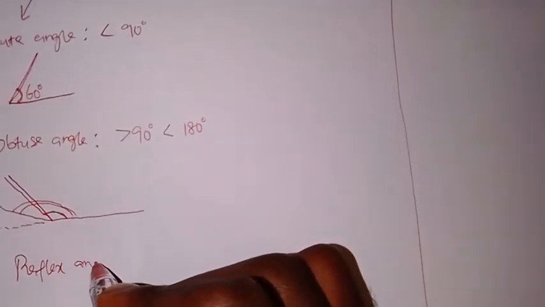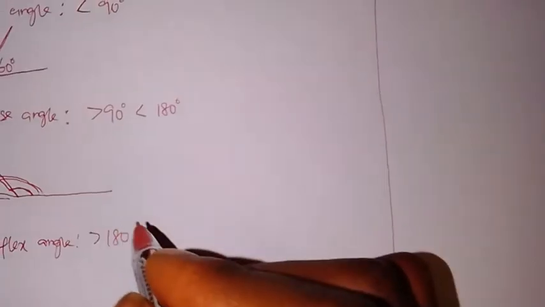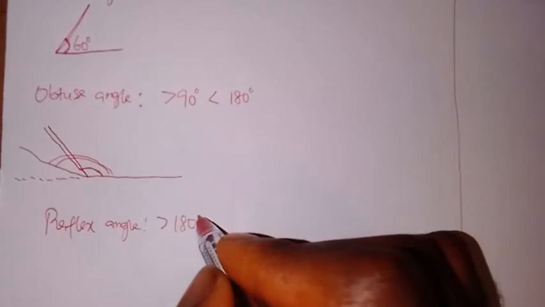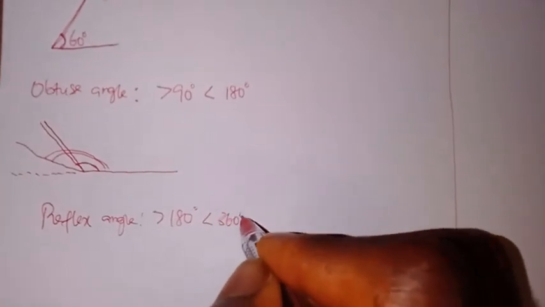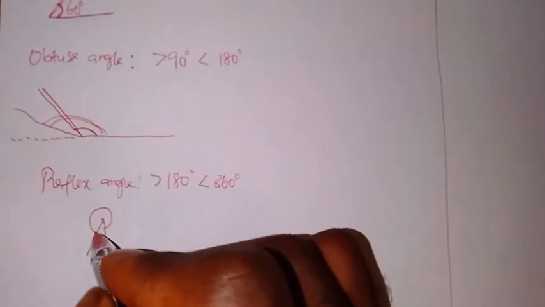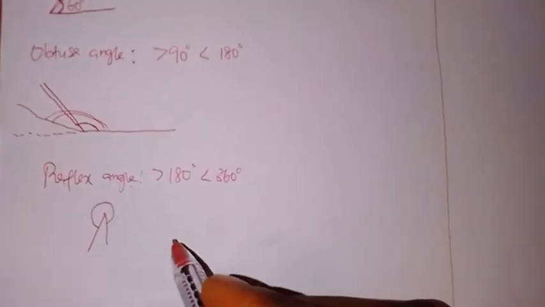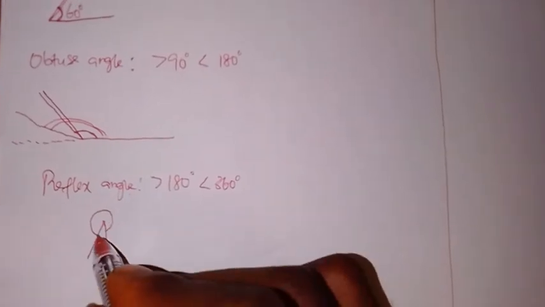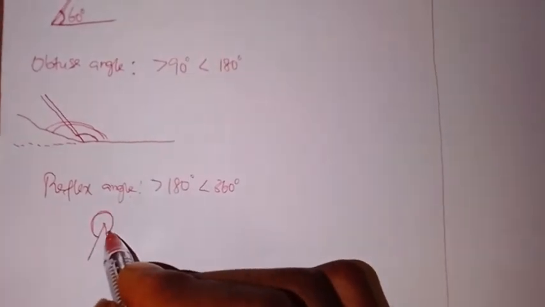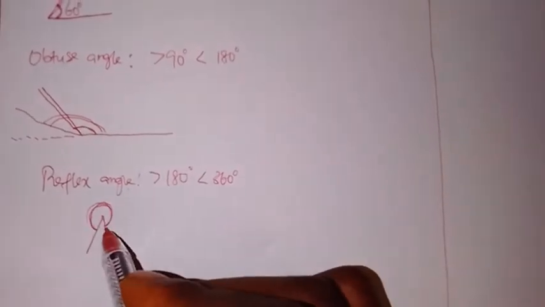Our reflex angle. These are angles that are greater than 180, but less than 360 degrees. Angles of this form. So your reflex angle is relatively the opposite of your acute angle in that case. So if it is not acute, most likely it will be reflex or obtuse. So this is our reflex angle, an angle greater than 180, but not up to 360 degrees.